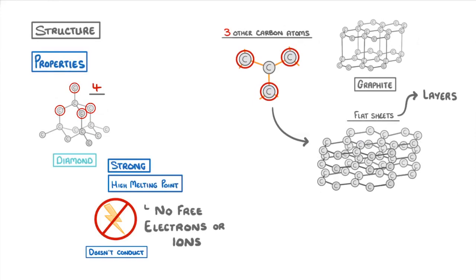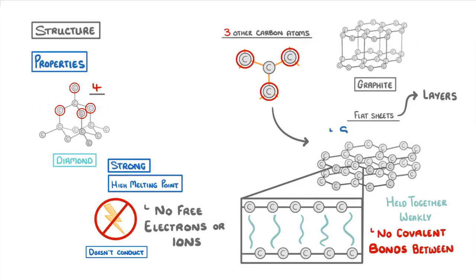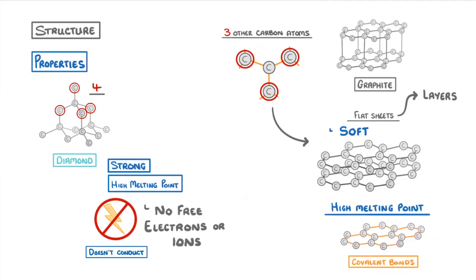However, these individual layers are only held together weakly, as there are no covalent bonds between them. This means that they're free to slide over one another, which makes graphite relatively soft when compared to diamond. That said, graphite still has a very high melting point, because the individual layers are strongly held together with covalent bonds.